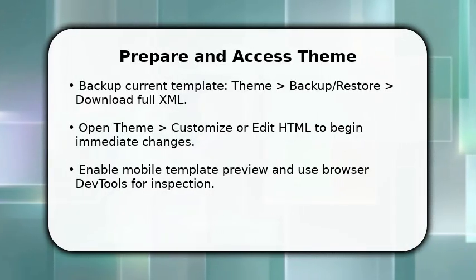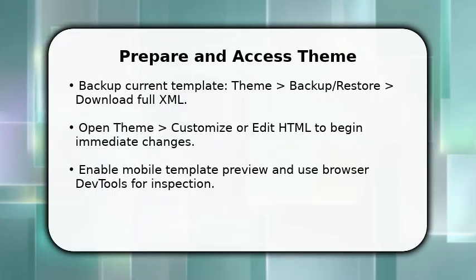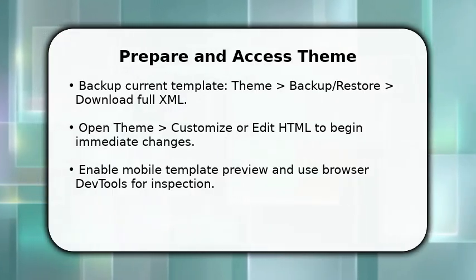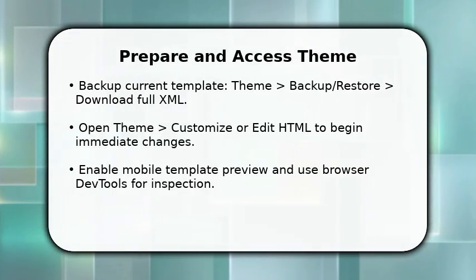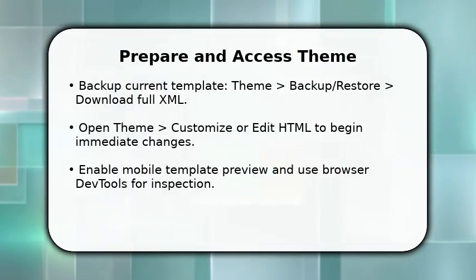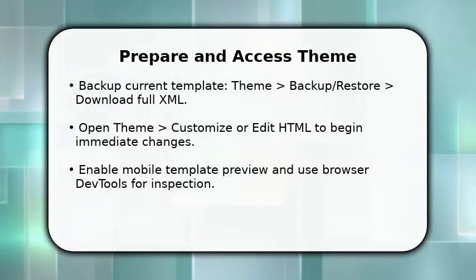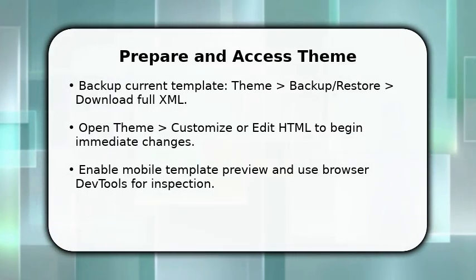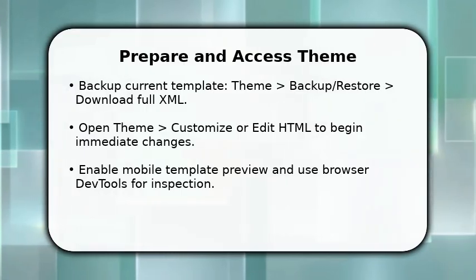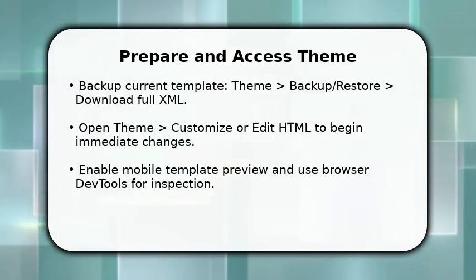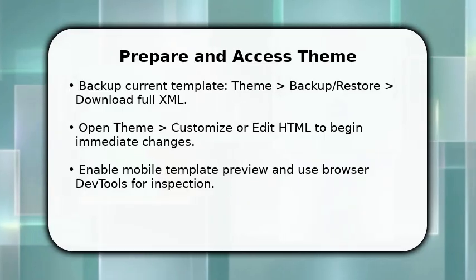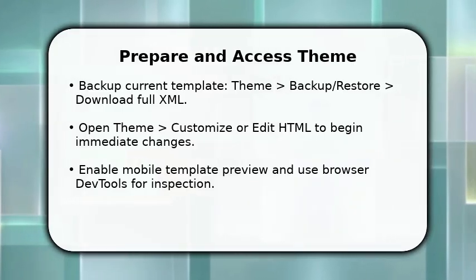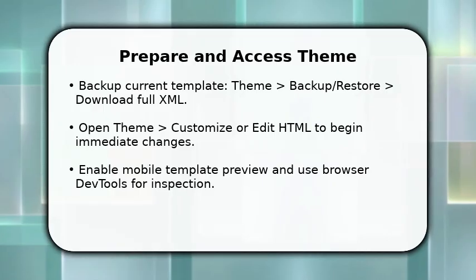You'll start by protecting your site and getting direct access. First, download a full backup of the current template so you can revert if needed. Once done, open Theme and click Customize or Edit HTML to load the template editor. Make sure to enable Mobile Preview and have your browser dev tools ready. This lets you inspect classes and test small CSS changes in real time before editing the live XML.